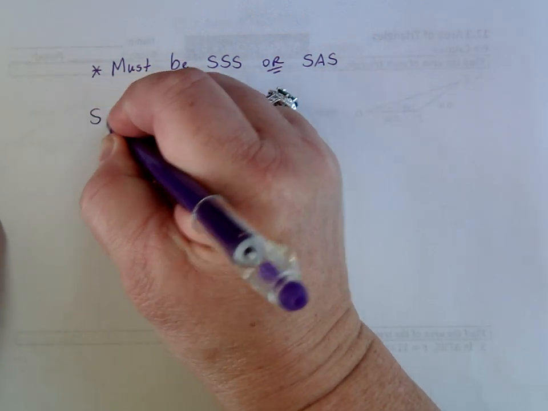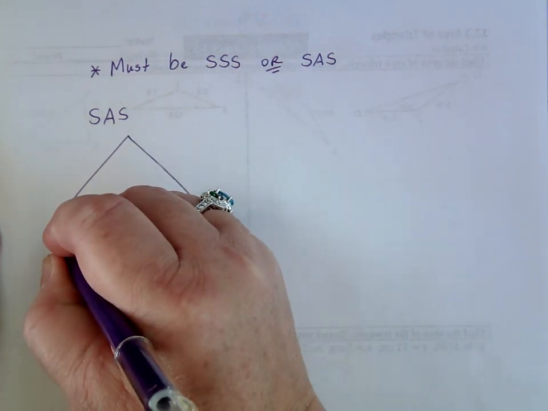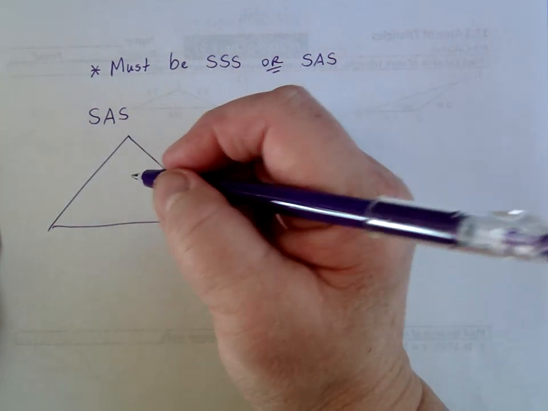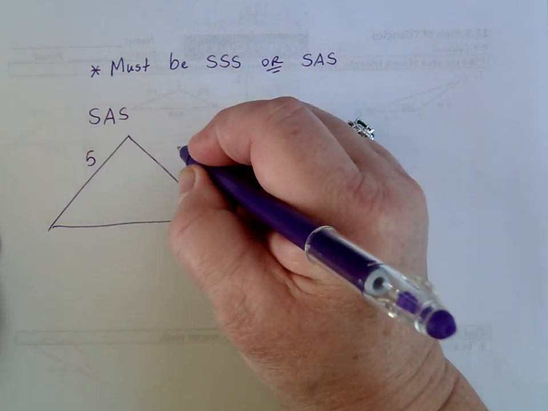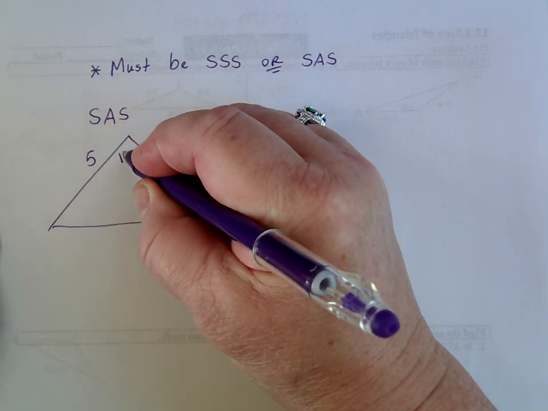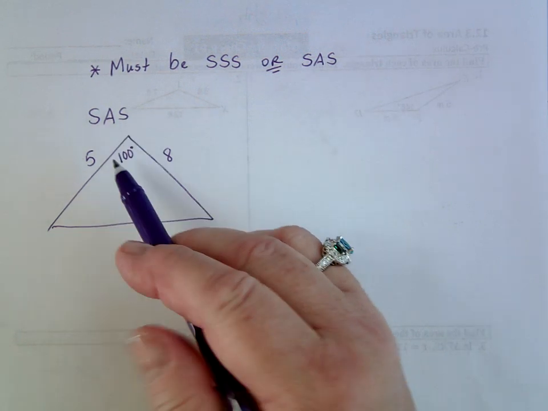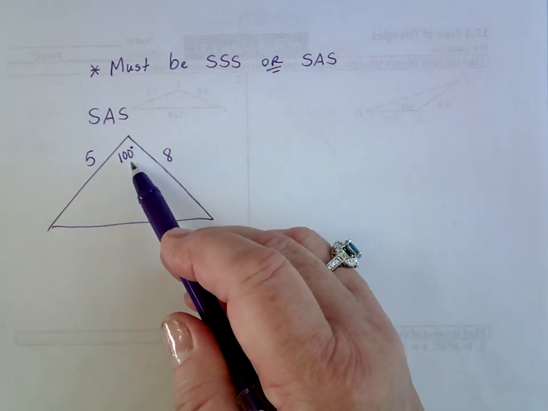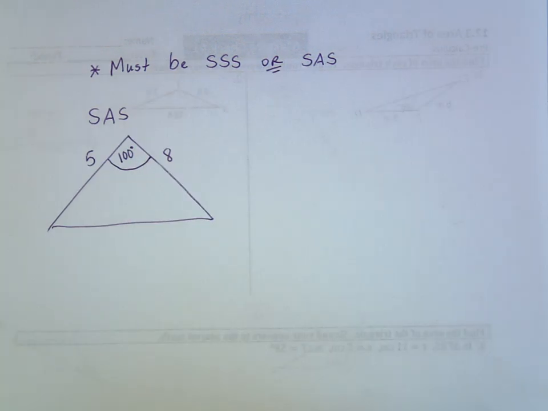So if I have a side, angle, side situation back from geometry, it would look like this. Here's your triangle. I'm just going to make up numbers and show you how it works. Say I know that this side is 5 and this side is 8, and the angle between them is 100. That's a side, angle, side situation. You've got two sides and the included angle. That's how it would have been discussed back in the days of geometry.